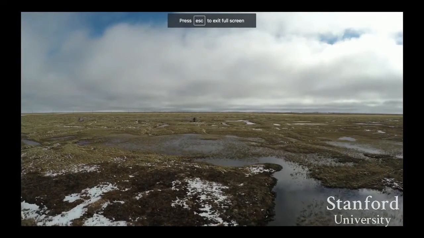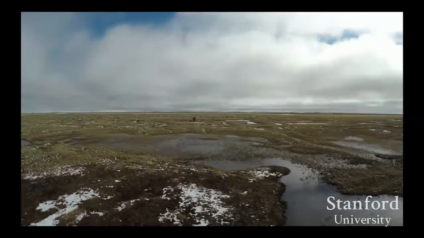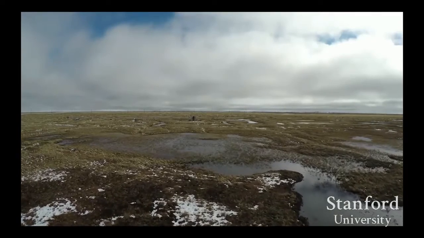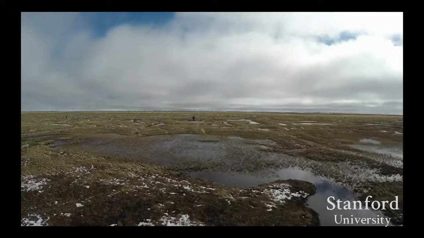And I'm not sure if this, I think this has no sound at all, so we can talk over it. Here we have a wind-proof drone. There's a lot of wind up there, 30 miles per hour.